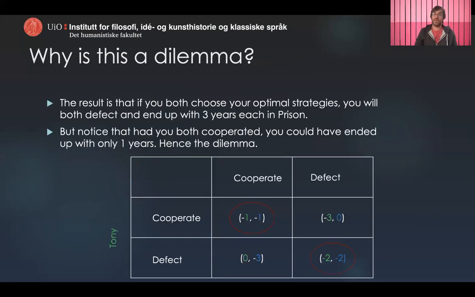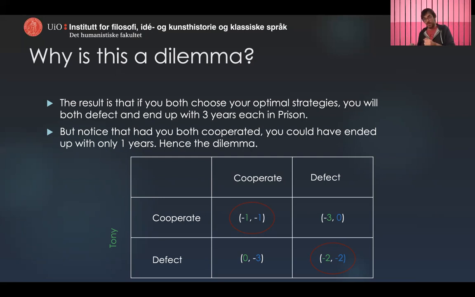Okay, so now why is this called a dilemma? It's because the result is that if you both choose your optimal strategies, you both defect and end with 2 years in prison. But notice that had you both cooperated, you'd have ended up with only 1 year in prison, okay? But the Nash equilibrium is that we both end up with 2 years in prison.